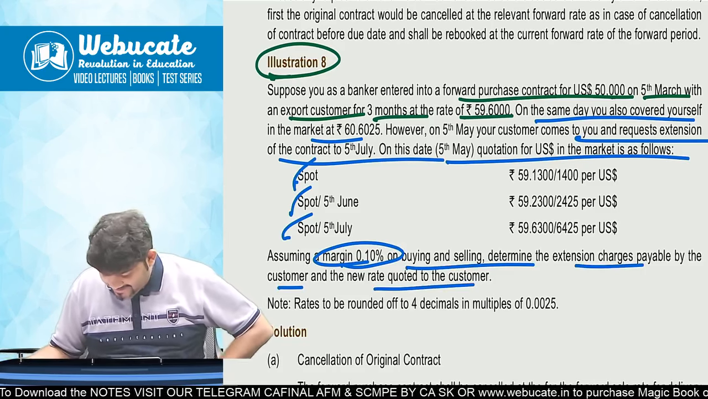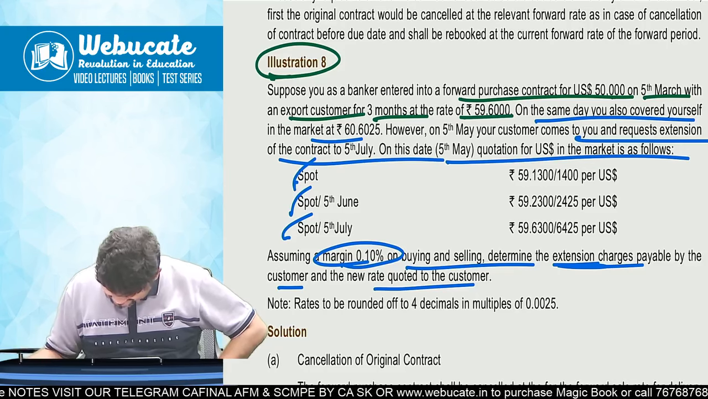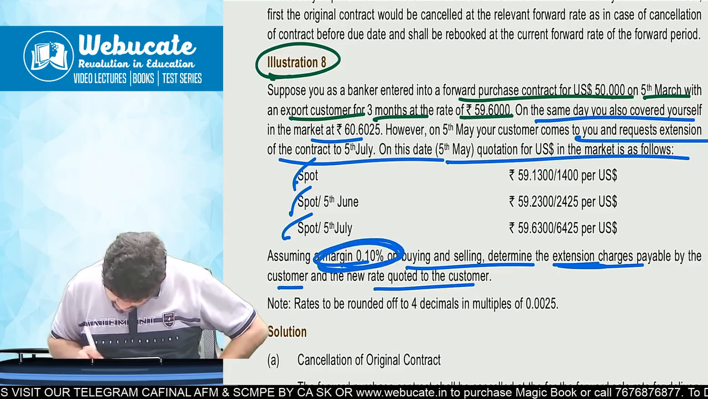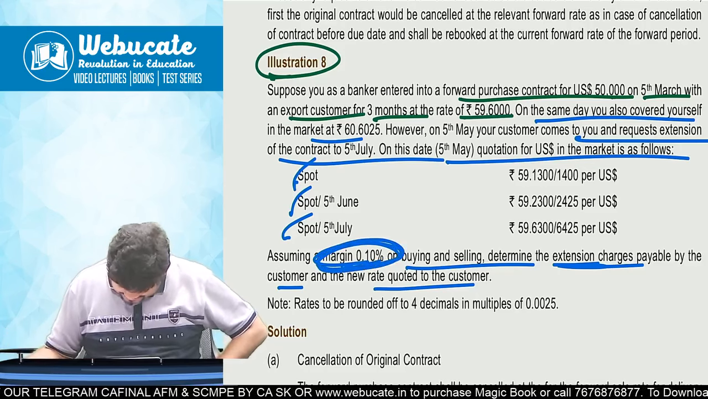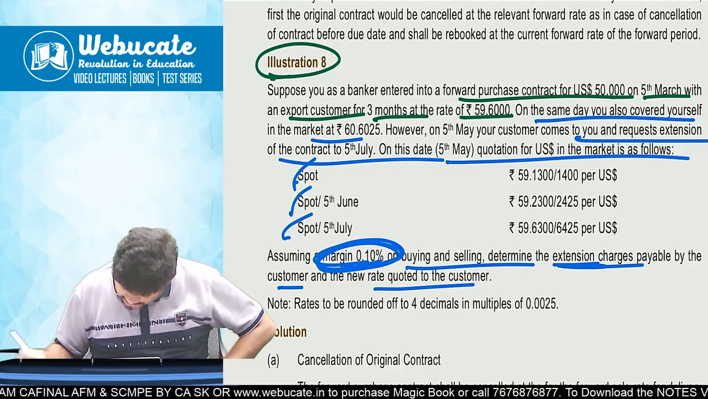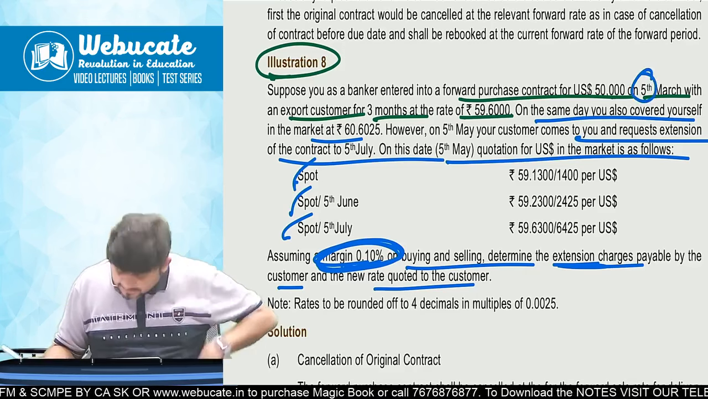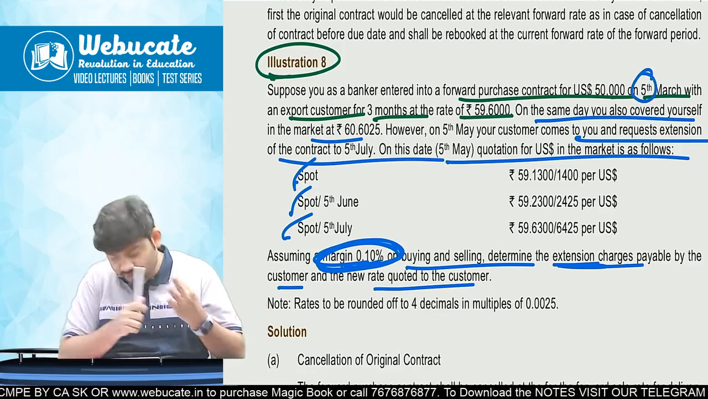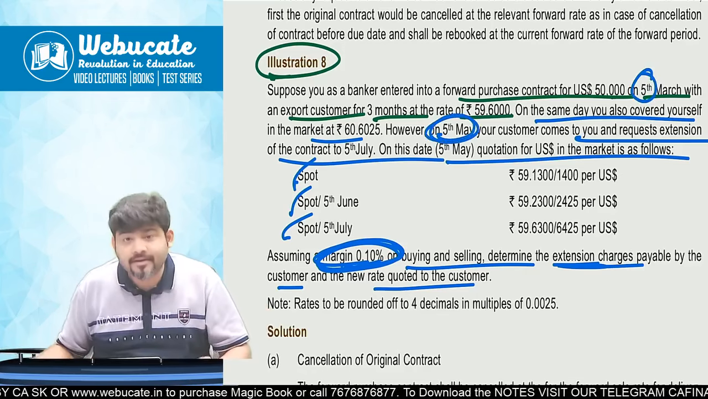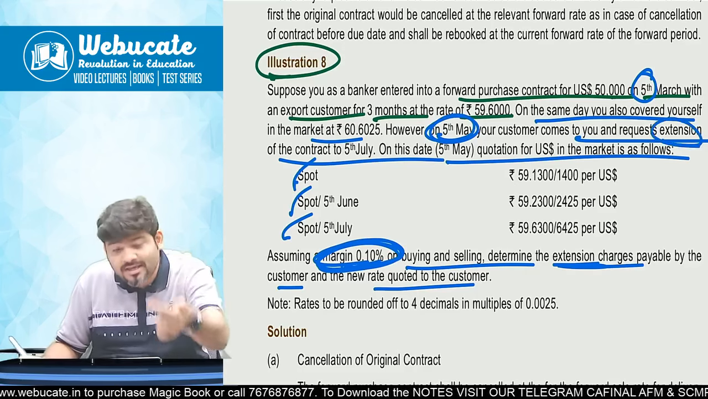Okay. So, extension is going to happen. Buying and selling, both margin is 0.1%. New rate that we have to quote to the customer also say. So, now from 5th March to 5th April, 5th May, 5th June. But customer comes on 5th May. Early. Asks for extension. Early. Extension.